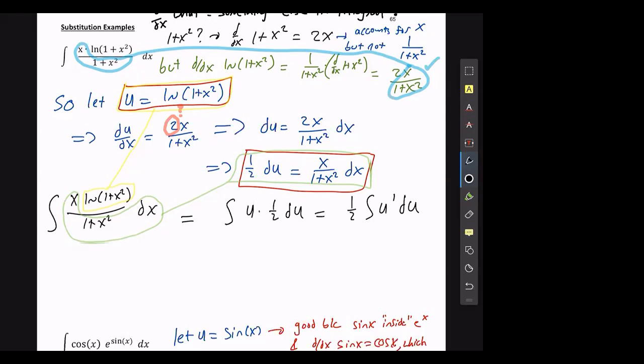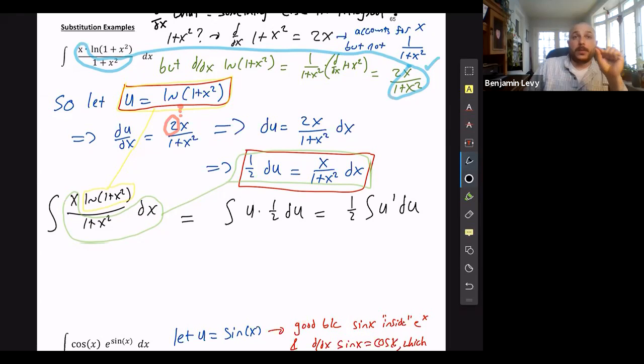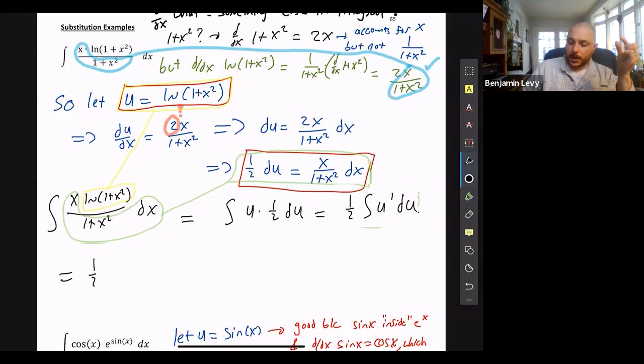Now we just put in the ln 1 plus x squared. So we need to integrate it first, right? So first we do the anti-power rule on the 1/2 u part, and then we plug the u back in. What we've been doing so far is setting it up so that we have something to work with, right? And so now we do this, in other words, right? This becomes 1/2 u squared over 2 plus c. Is that okay? Does that make sense?